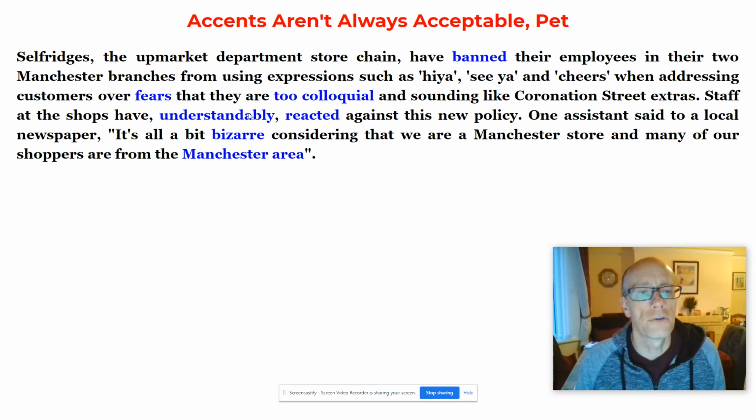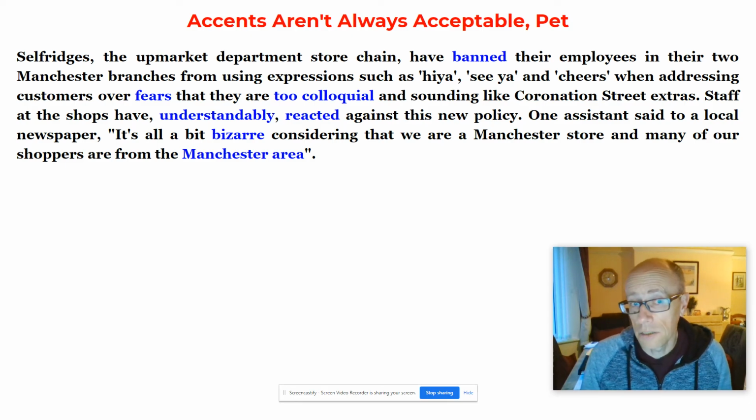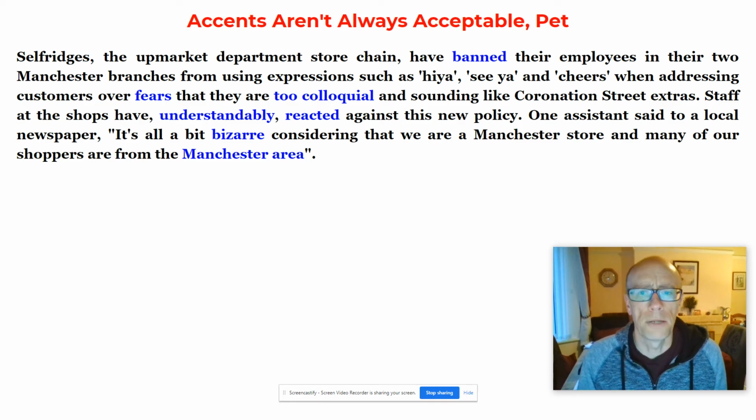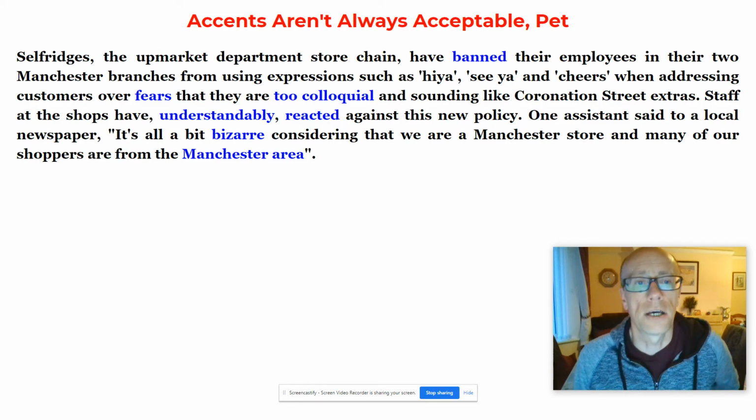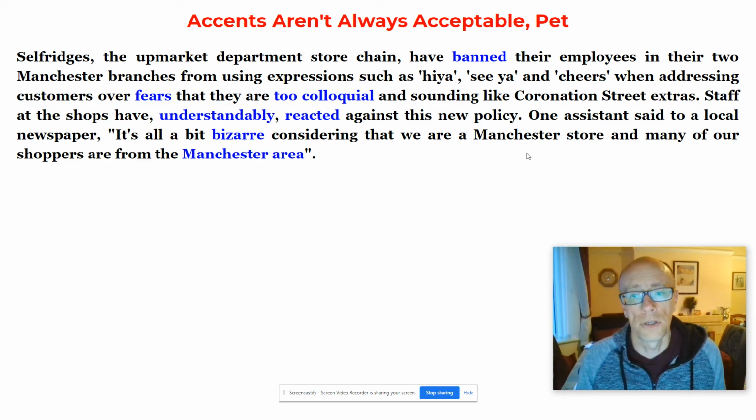And the adverb that's being used here, "understandably", shows that the writer at this stage is empathic, that they are understanding and are sympathetic towards the viewpoints of the people on the shop floor. So at this point, you might be thinking, well, this is a writer who is going to be writing an opinion in support of local accents and dialects. And it goes on to quote from one of the people working there.